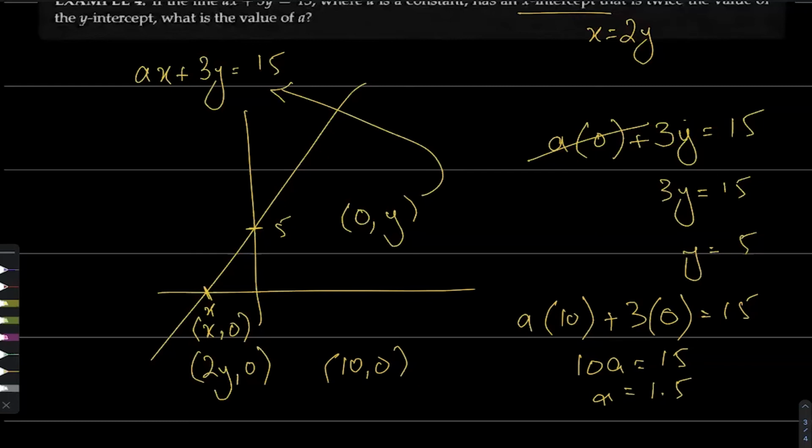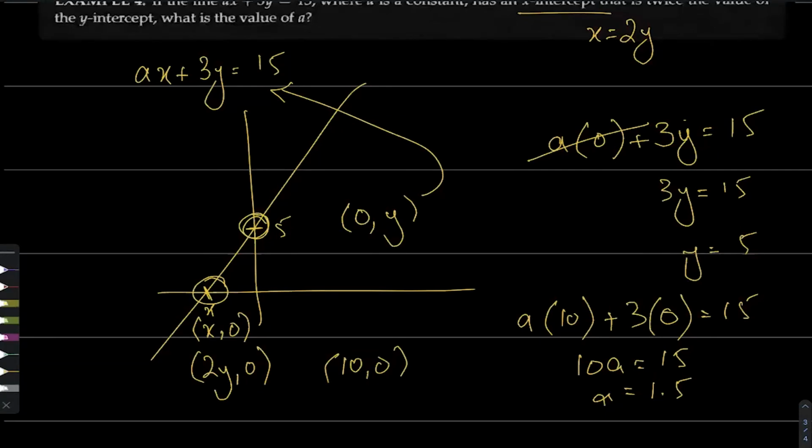Sir, but isn't y equal to 5, not 0? Y equals 5 over here at this point. Y is not equal to 5 anywhere else. Over here, because the line is touching the x-axis, y is now 0.